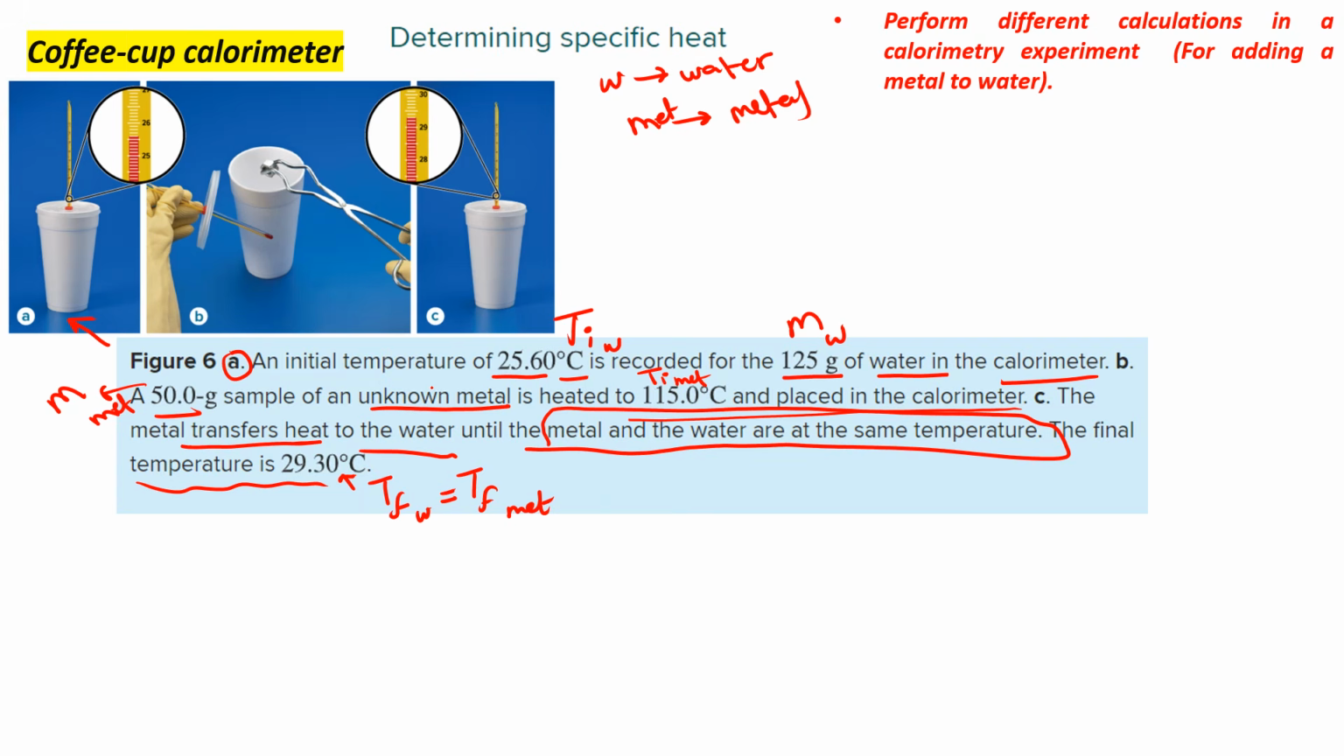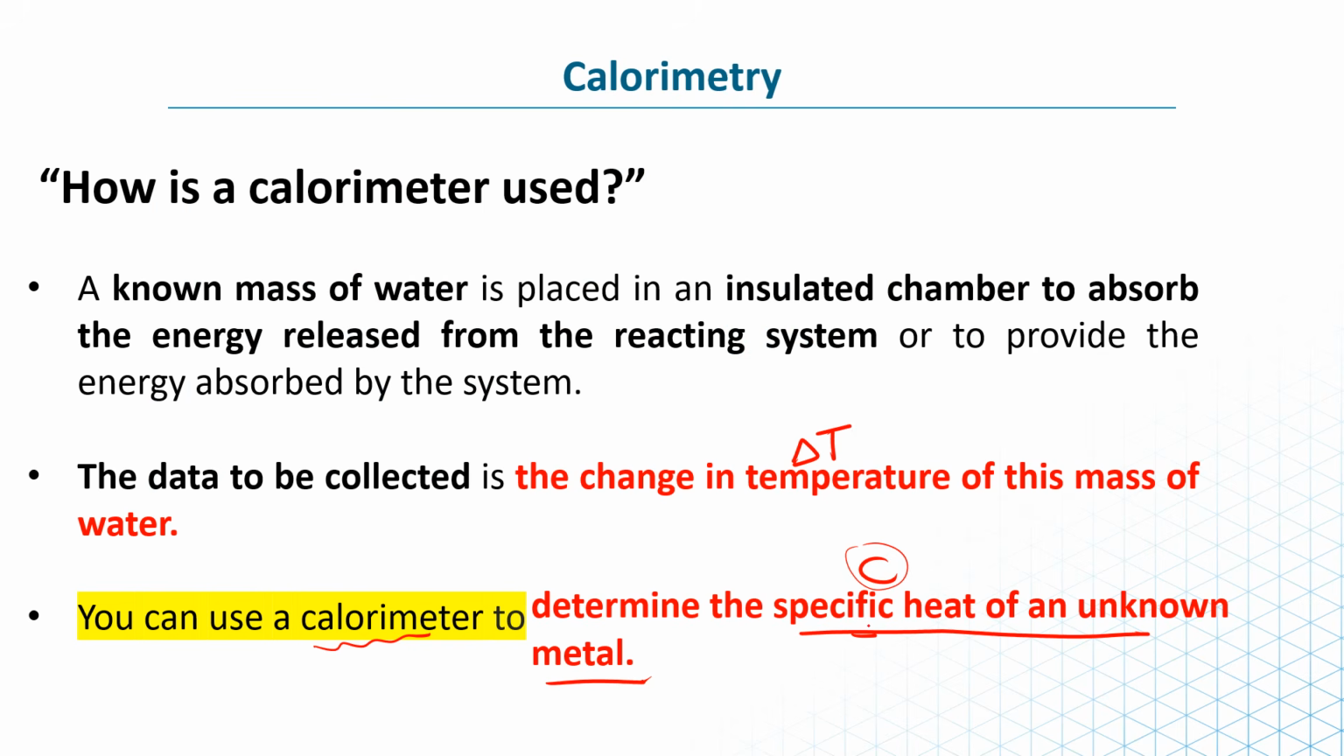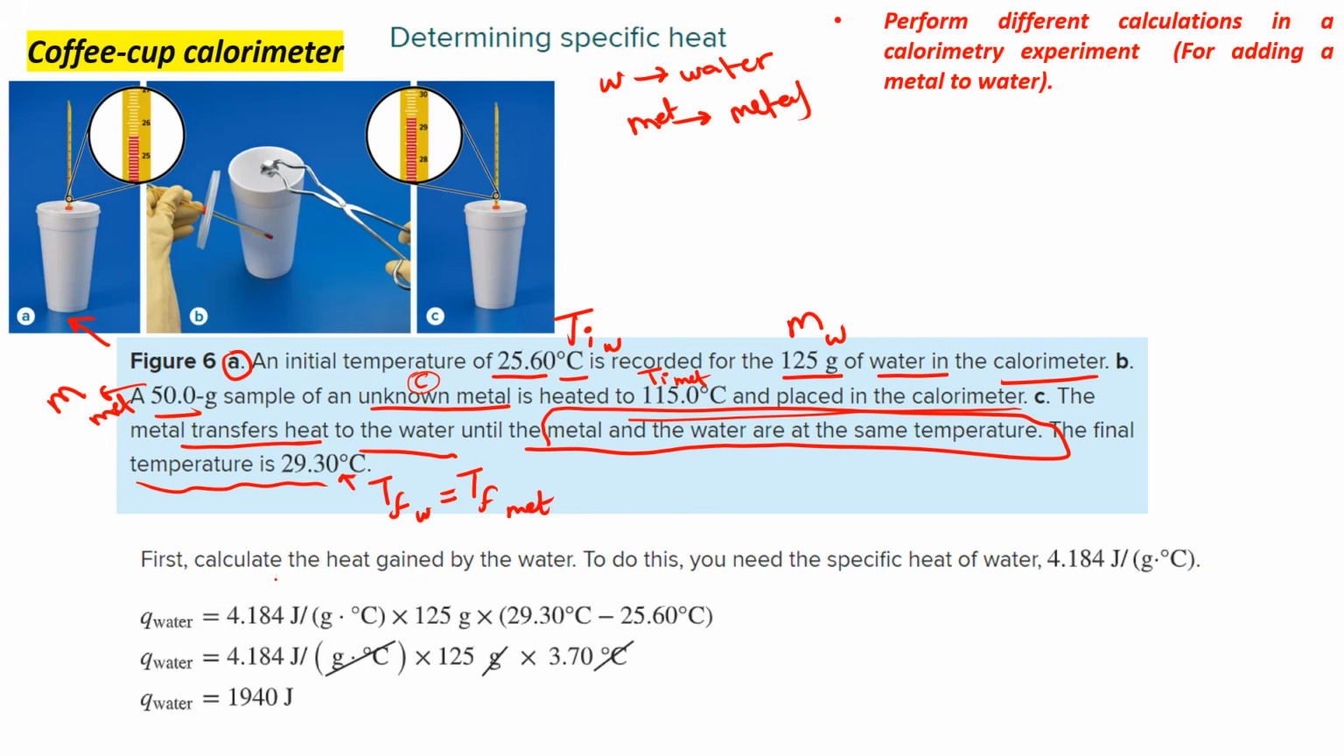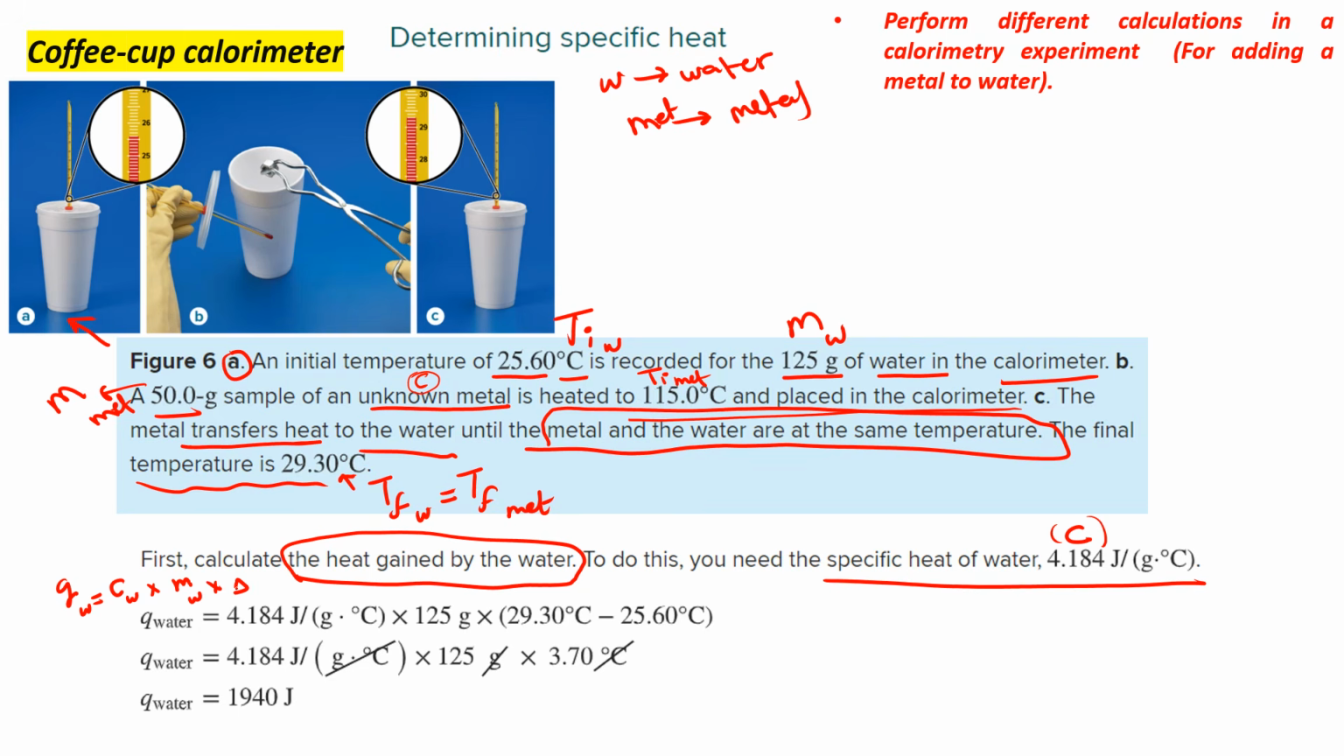So what do we want from here? We want to calculate the specific heat C of an unknown metal. That's one of the uses of the calorimeter. We don't know which metal this is, but if we calculate its C, we can go to the tables from lesson 1 and find out which metal it is. So we calculate the heat gained by water because water will absorb heat, and we know the specific heat of water. So Q of water equals C water times M water times delta T. This is the mass of water, 125 grams, times delta T, T final minus T initial. So you get your value here.